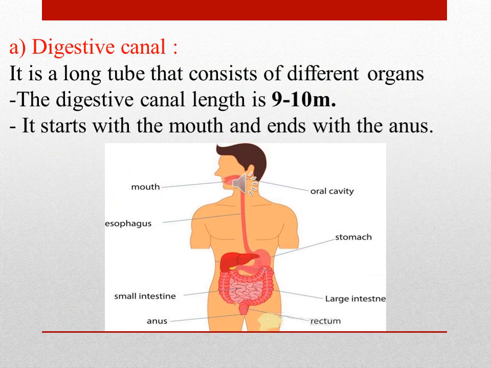The digestive canal. It is a long tube that consists of different organs. The digestive canal length is about 9 to 10 meters. It starts with the mouth and ends with the anus. So the food moves a long way inside our body, starting with the mouth and ending with the anus.